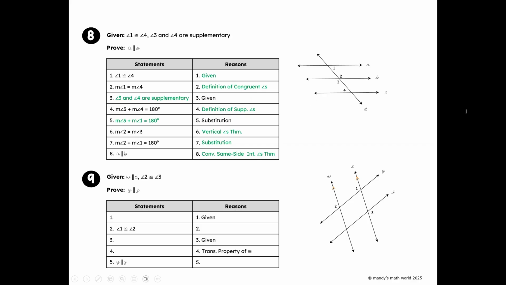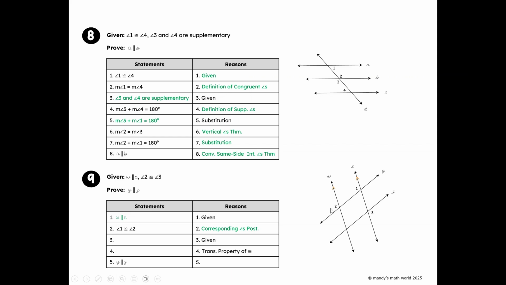We're given that line W is parallel to line X. We're also given that angle 2 is congruent to angle 3. So let's start with what we're given. That line W is parallel to line X, which means if these two lines are parallel, then these two angles are corresponding, angle 1 and angle 2, and they're congruent by the corresponding angles postulate.